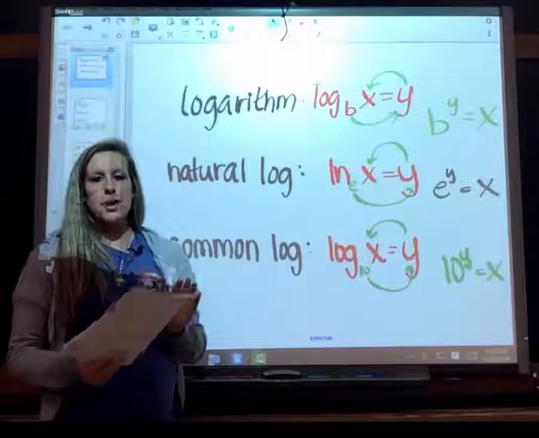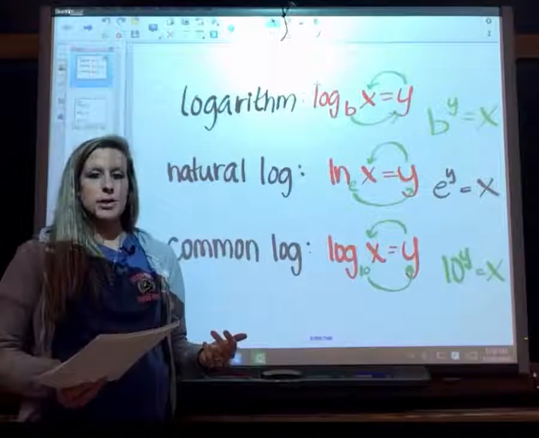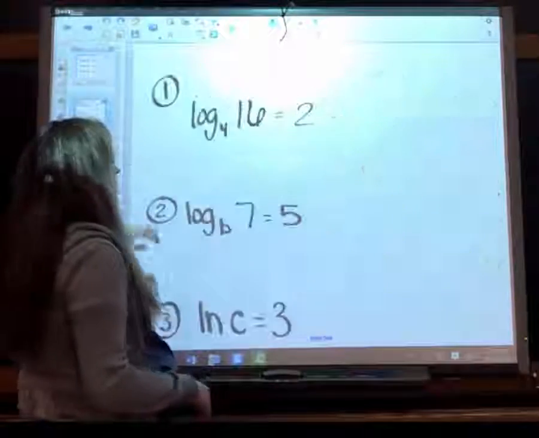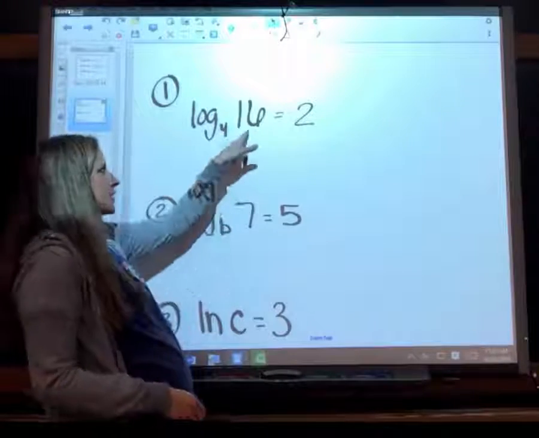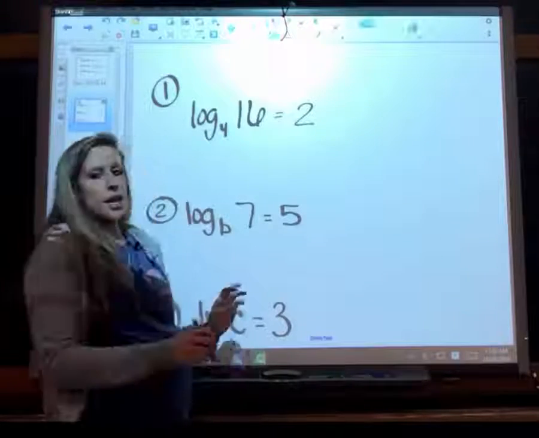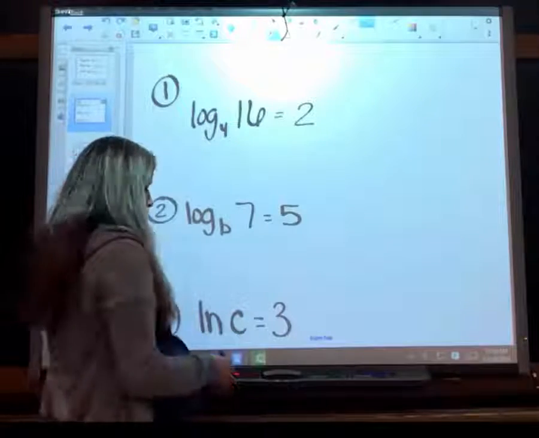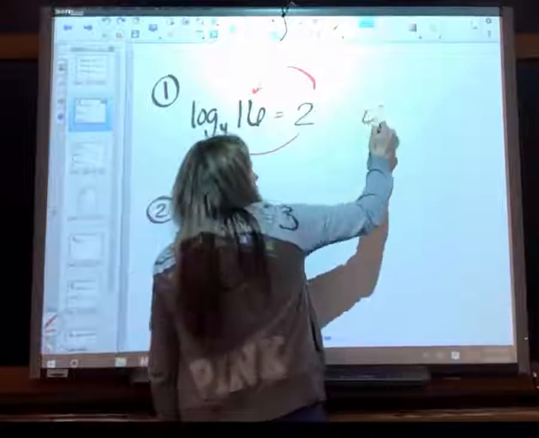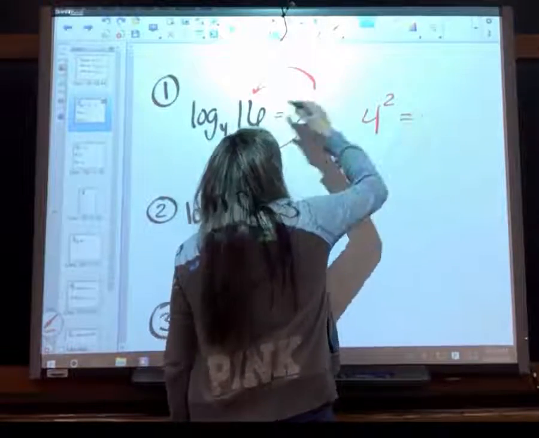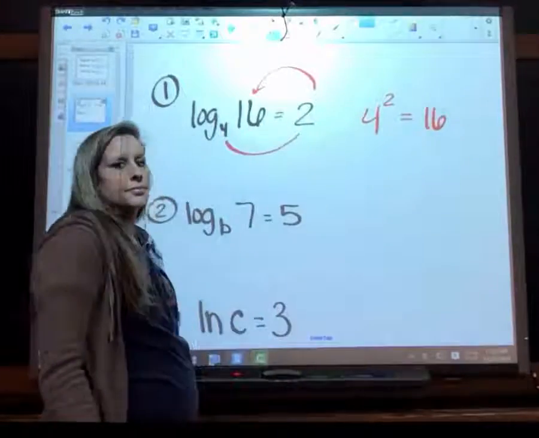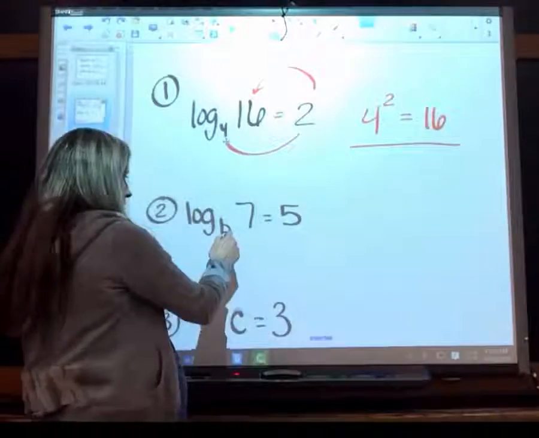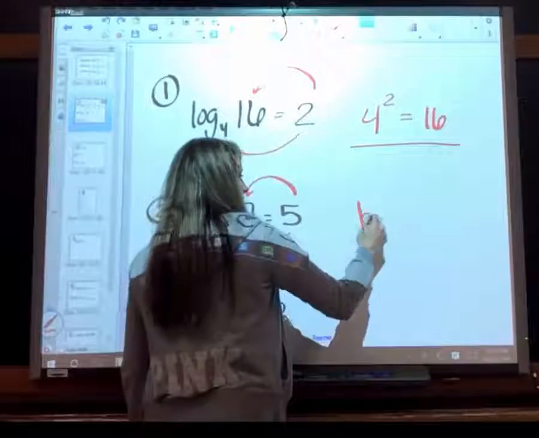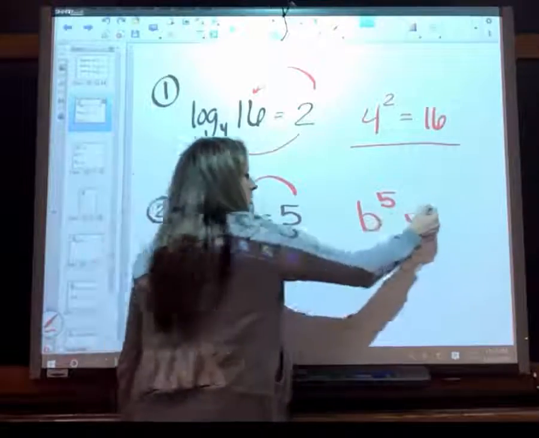All right, so now we're going to practice going from logarithmic form to exponential form and vice versa. So let's look at number 1. Okay, we have log base 4 of 16 equals 2. So if I want to change this to exponential form, I'm going to start with my base and move counterclockwise. So 4 squared equals 16. Okay, let's try the next one. Start with my base and move counterclockwise. So b to the 5th equals 7.